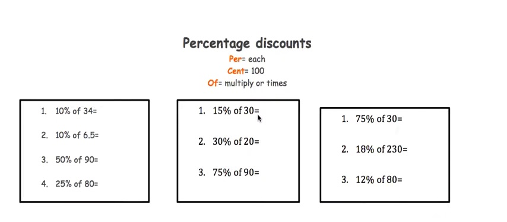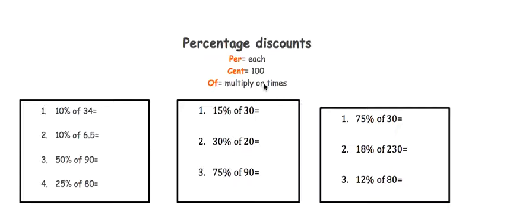In this math video, we're going to be learning about percentage discounts. There are a couple of things that you need to know before we begin. The first thing you need to know is per is a synonym for each or parts. Cent means 100. So if I was to ask you the percent of something, it's asking the parts out of 100. So if I said I've got 25%, it means that I've got 25 out of 100.